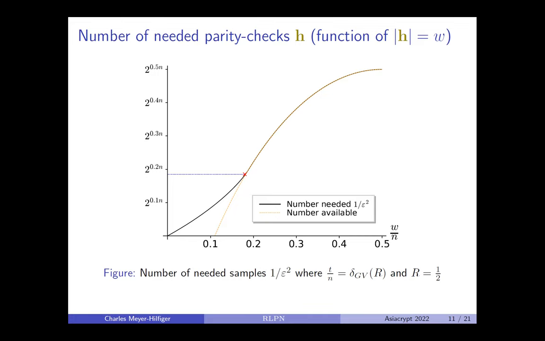But one thing you can see is that you have an implicit constraint, because you need the number of parity checks of a certain weight w in your code to be greater than the number of needed parity checks. So you want w as small as possible, because 1 over epsilon squared will be a lower bound on your complexity. But you cannot take w smaller than 0.2, because 0.2 is the crossing point between the number available and the number needed. So you will need approximately 2 to the power of 0.2n parity checks.